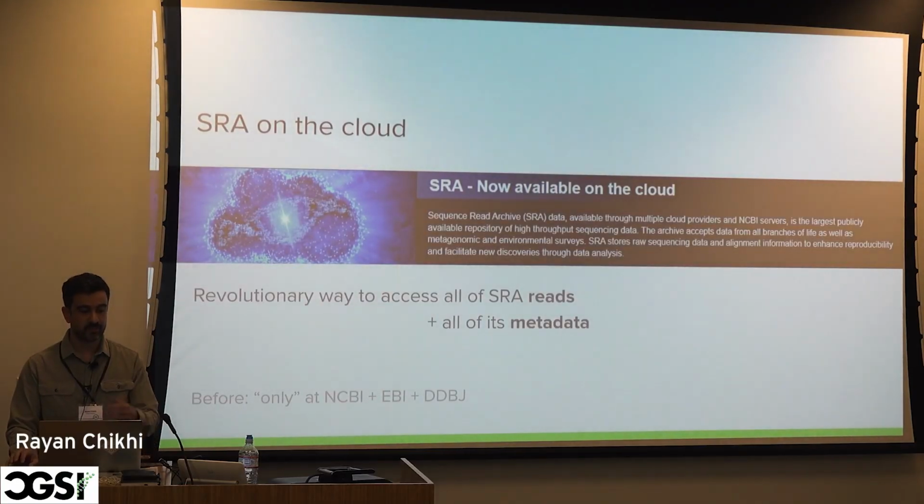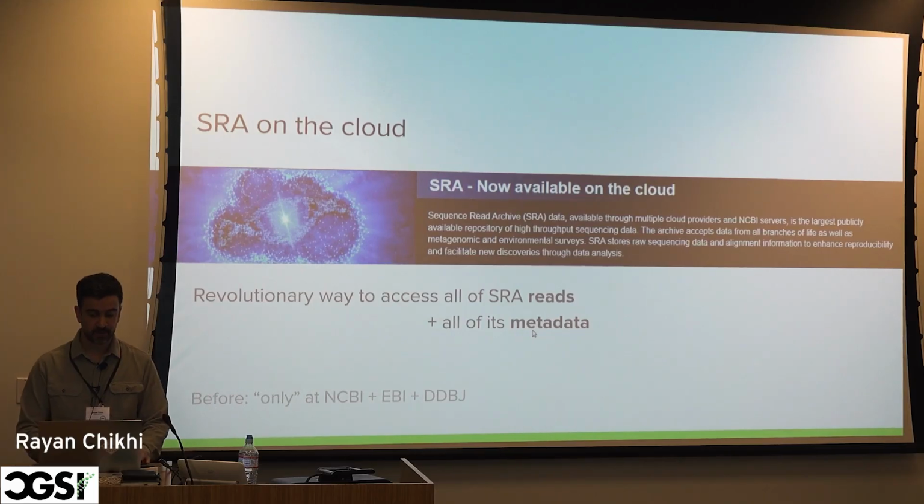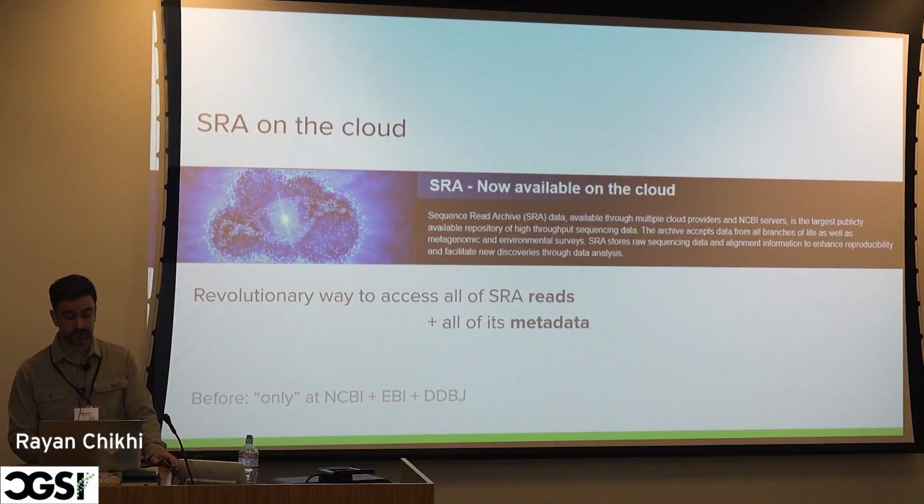SRA was mirrored to the cloud about 4 years ago now, and this is revolutionary because now you can access all of the SRA reads, and especially all of its metadata, and this is a bit less well known, through means which are faster and more convenient. Before, the data was only mirrored at 3 locations: in the US, NCBI; in the UK, EBI; and in Japan, DDBJ.